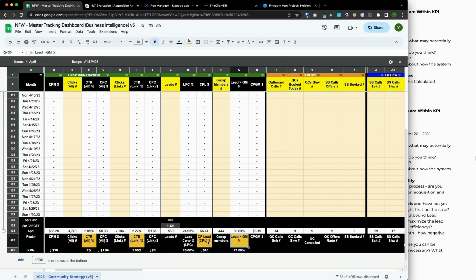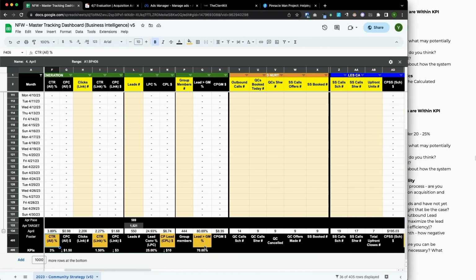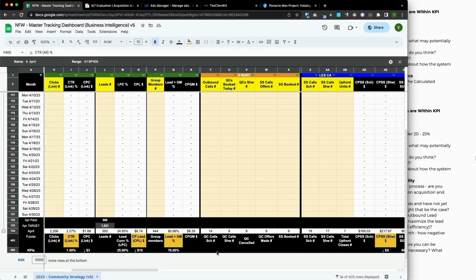CPL over here, that's the reason why we have these orange boxes, so it allows us to have our focus immediately on the important KPIs that we're looking for. So cost per lead over here, we're looking at it to be under $10, we're at $6.74, which is awesome. It's supposed to be 70%, we're at 80%. So on the lead gen side of things, things are looking pretty good.